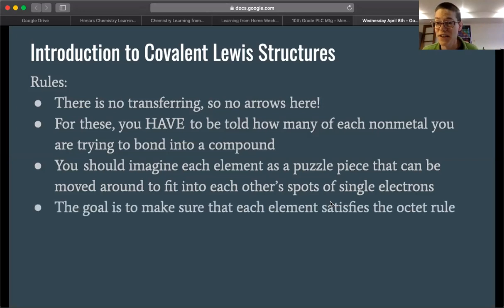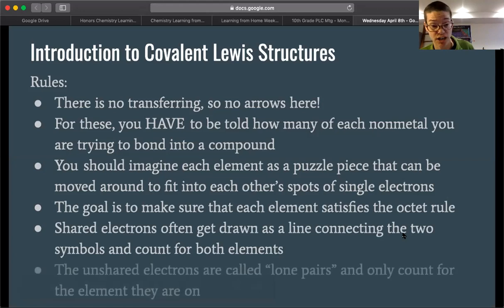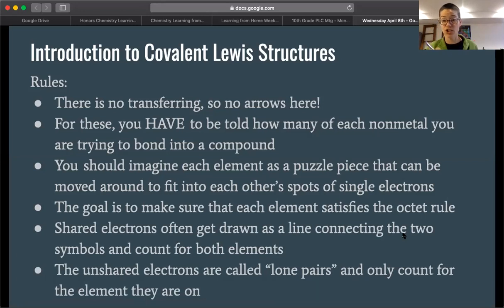So the goal is to give everybody 8, to have 2 dots on every single side, whether they're their own dots or they're shared dots from somebody else. We want dots on all the sides. And when we share dots, we tend to draw it as a line, which you might have seen before. And when we have dots that are not shared, we call them lone pairs. And everybody gets to claim their lone pairs as their own. It's only the shared ones that get counted for everybody.